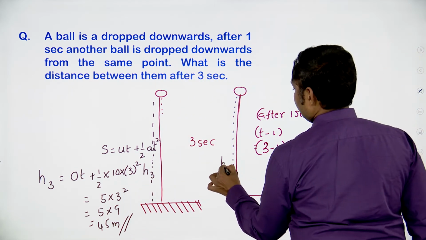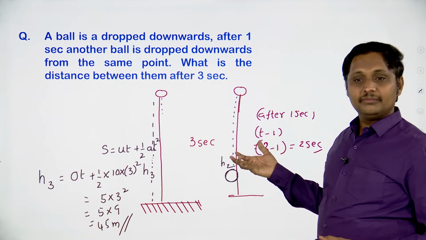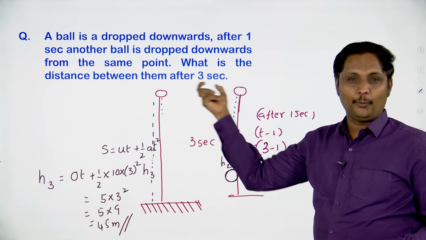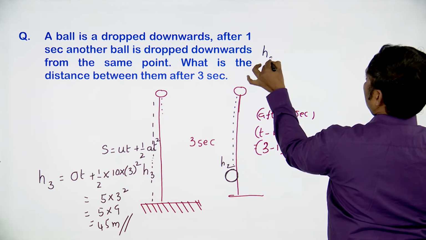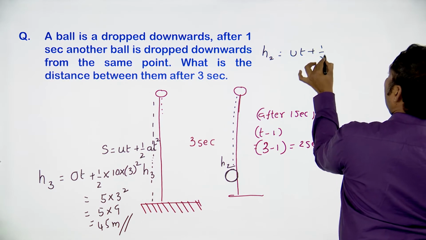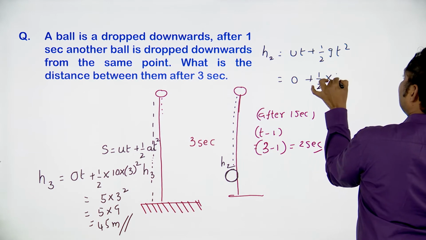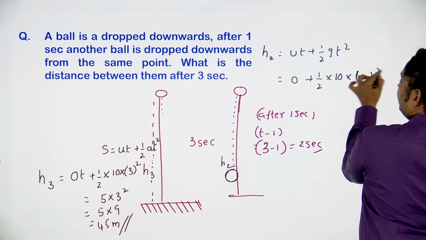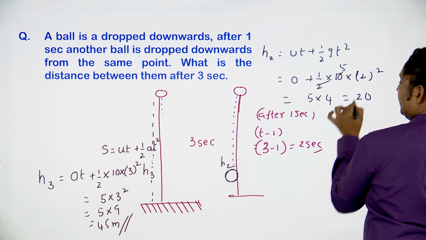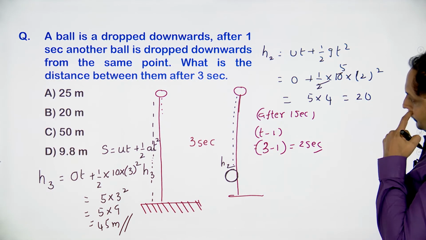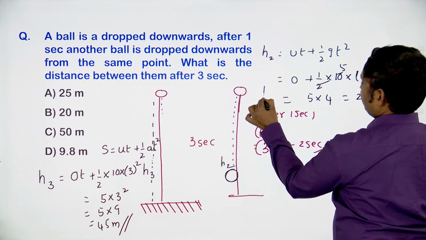It has covered h2 in 2 seconds. After 1 second, there is a time gap between the first drop and the second one, that is going to be identified. So h2 is equal to ut plus half gt square. That is going to be 0 plus 1 by 2 into 10 into 2 square. So 5 into 4, that is going to be 20. Easily we can go for the options. This is h2.